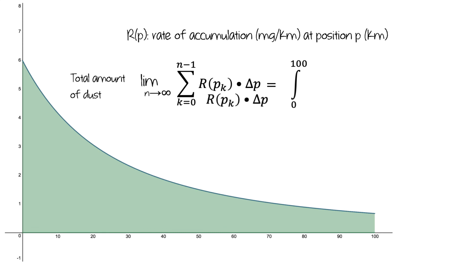We're still multiplying the rate of accumulation by the length of the interval, but since we're looking at the limit as the number of intervals approaches infinity, we're no longer looking at a specific number of values of p, and the length of the intervals gets infinitesimally small, which we show by changing the delta into a d, like we did with derivatives. This limit, which we call a definite integral, is another way of writing the total amount of dust that would accumulate if you added up the amounts of dust that would accumulate at all of the infinitesimally narrow intervals between 0 and 100 kilometers along the rover's path.